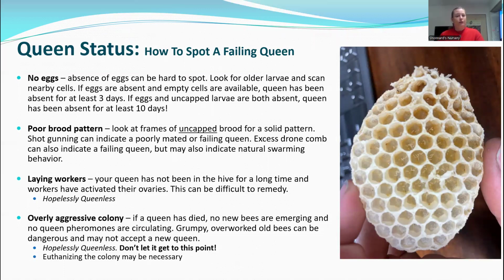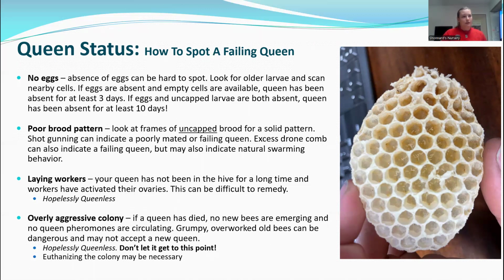So how to spot a failing queen. When you're going through, you're looking for eggs, you're not finding eggs. That's your first big indicator that the queen is absent, or that her spermatheca has failed and she can no longer lay. So absence of eggs, like I said, can be difficult to spot. You can look for the older larvae and work backwards. If you're having trouble seeing that, maybe the comb is really dark, try angling your frame in the sunshine, and that can really help too.